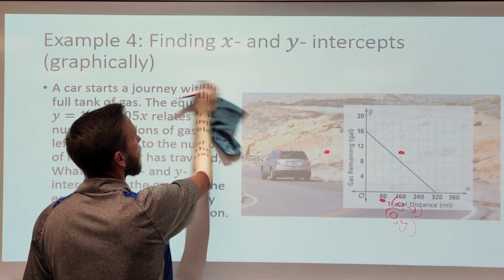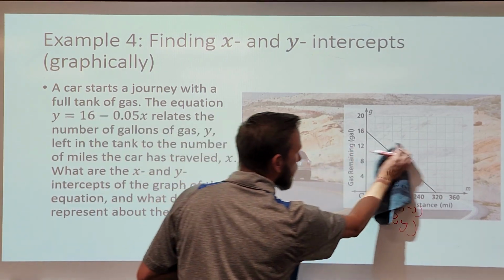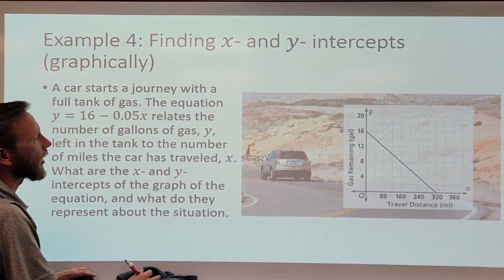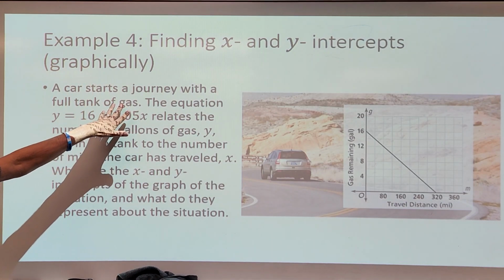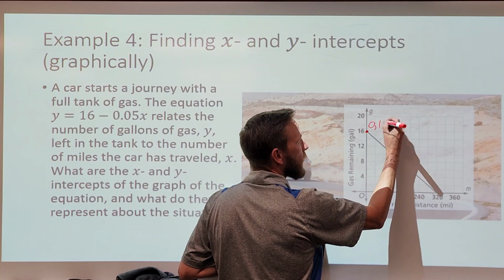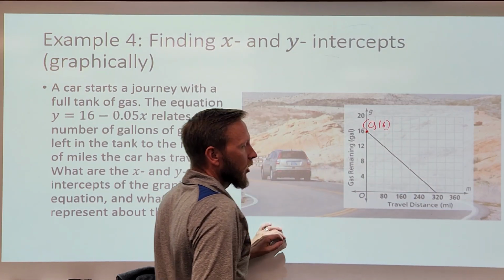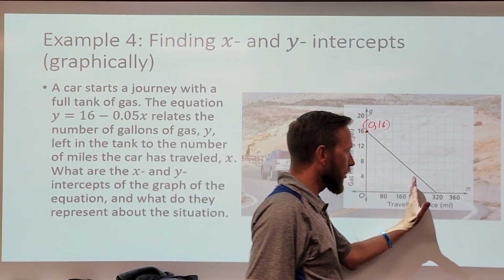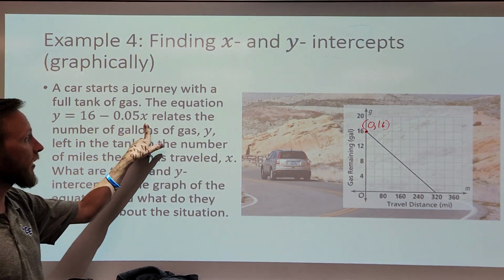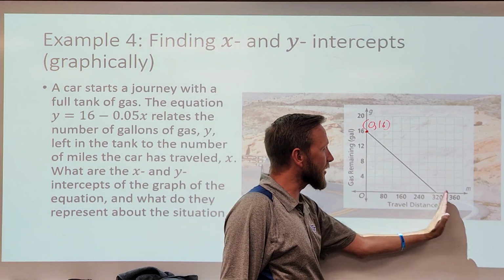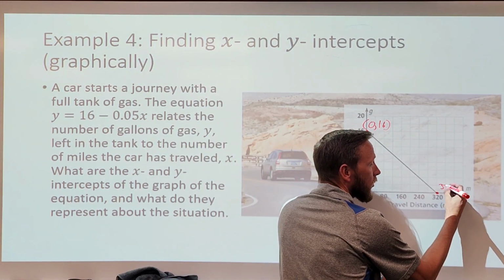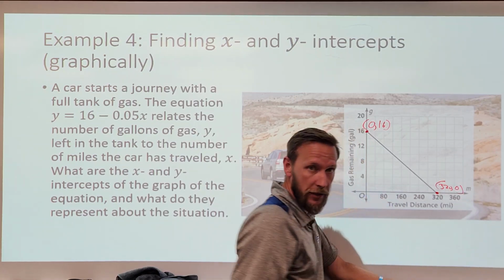Here's a real-world situation. It's not a perfectly real-world situation, but it's pretty close, and you can kind of see some average trends. A car starts a journey. They got a full tank of gas. They've driven, again, 0 miles, and they have 16 gallons of gas. But as they drive, it's modeled after this equation, y equals 16 minus 0.05x. So what happens is after they've driven 320 miles, they are now out of gas.